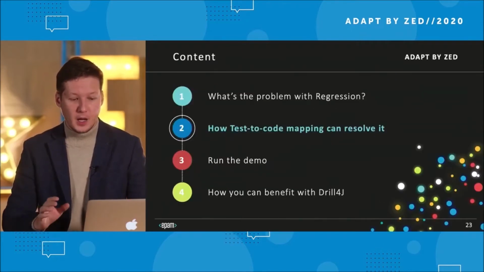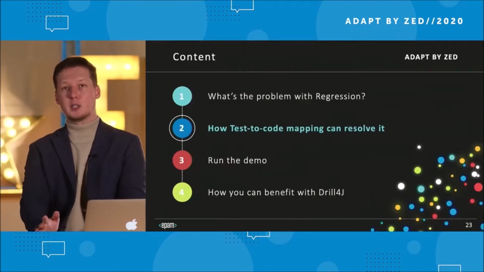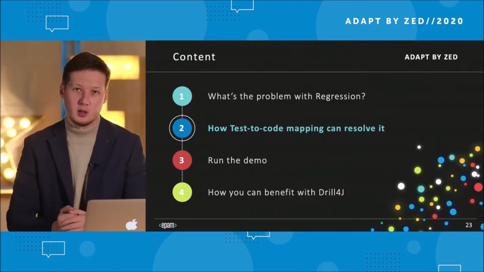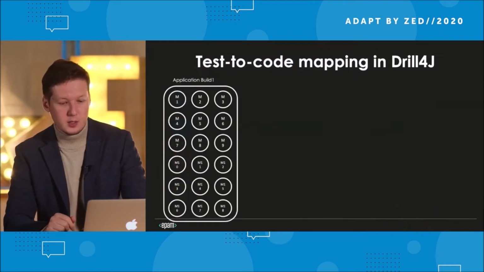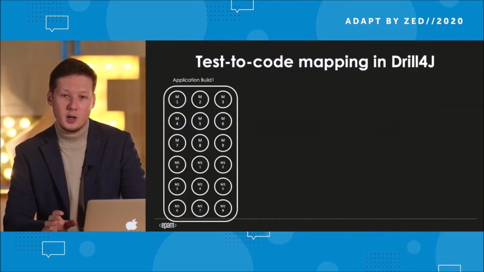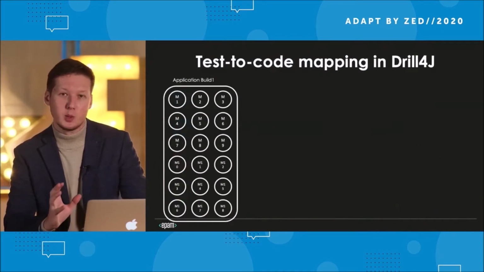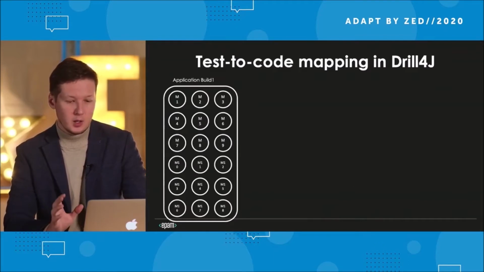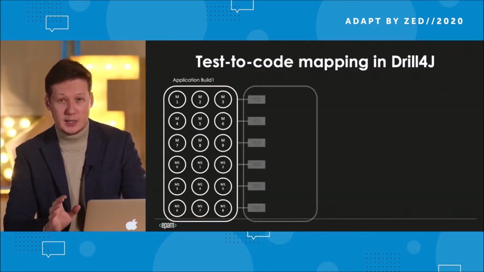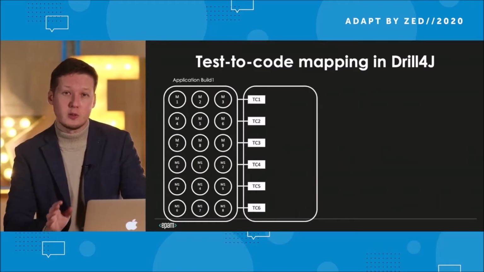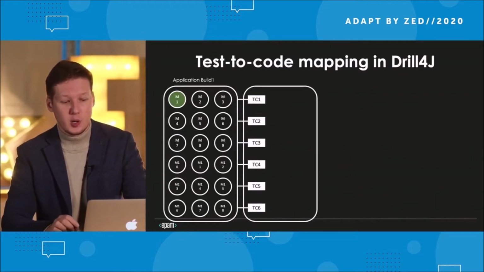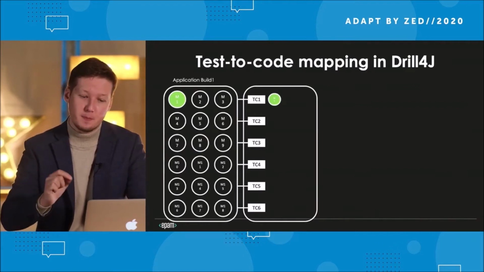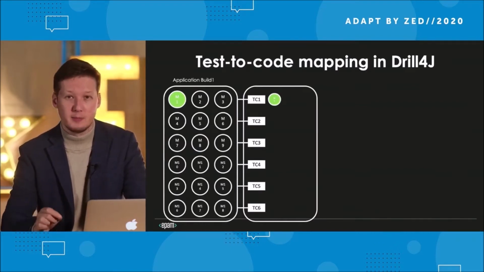So how can test-to-code mapping resolve the issues and address your challenge? Let's see it in a basic representation. For instance, you have an application with a list of methods implemented by the developers. Once you run the list of test cases, or your regression suite, against the application, Drill4j can record the mapping between each method and the tests which have been triggered.